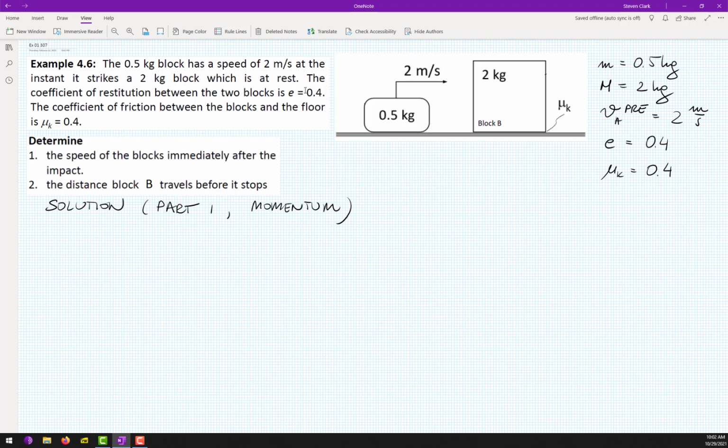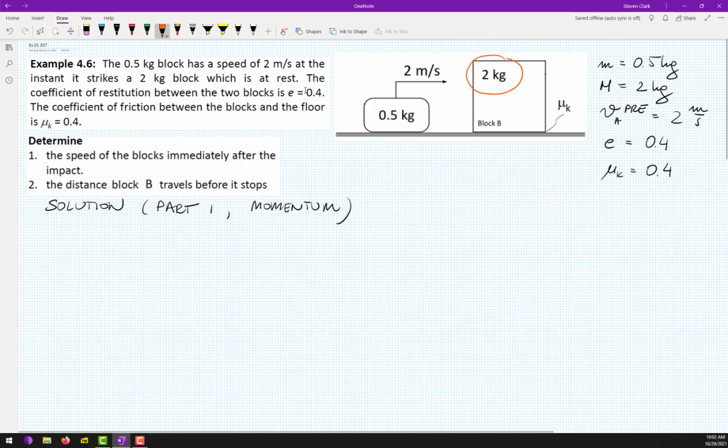All right, so what do we have here? We have two bodies, two particles. We know that this guy is at rest. We know that this guy has a velocity of 2 meters per second. We know their masses, and in the second part we will use the information that there is friction between this guy and the ground. We also know the coefficient of restitution between the two bodies. So let's find the speeds of the blocks immediately after the impact.